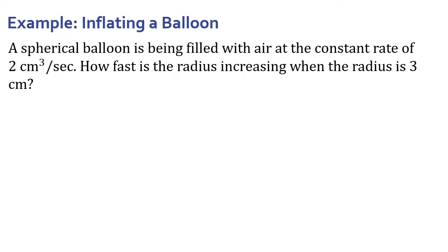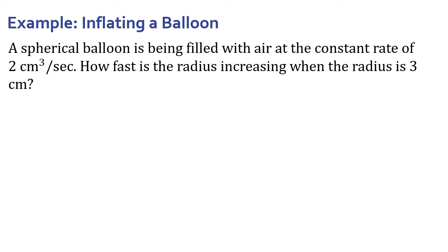Let's look at this example. A spherical balloon is being filled with air at the constant rate of 2 centimeters cubed per second. How fast is the radius increasing when the radius is 3 centimeters? So we're not wanting to know what the radius is when the radius is 3 centimeters because we already know that. If you think about blowing in a balloon, that radius is going to get bigger and bigger as the time progresses.